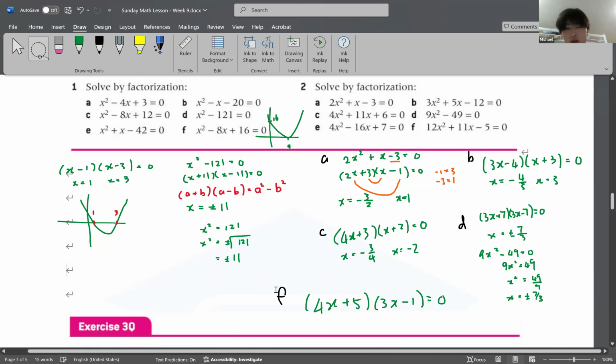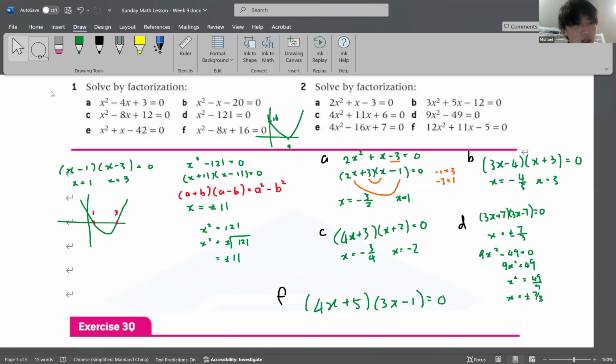Okay. I'm just going to ignore the roots for this. Actually, you know what? Hannah, what did you get for the roots? I got 1 over 3 and negative 5 over 4. All right, looks right.